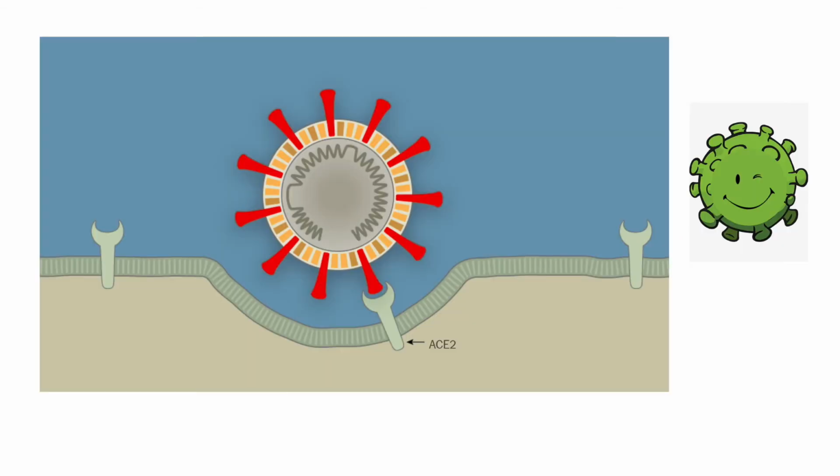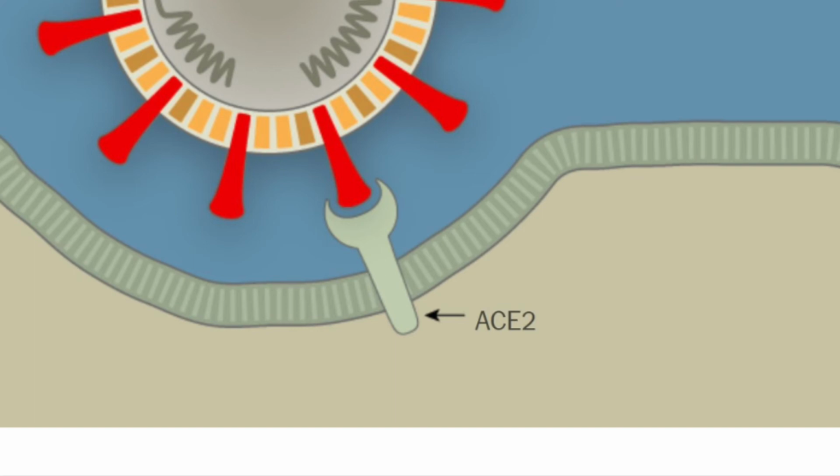A key example of the binding protein of a cell is the ACE2 receptor. The virus uses a spike protein to connect to the receptor, thus leading to infection.